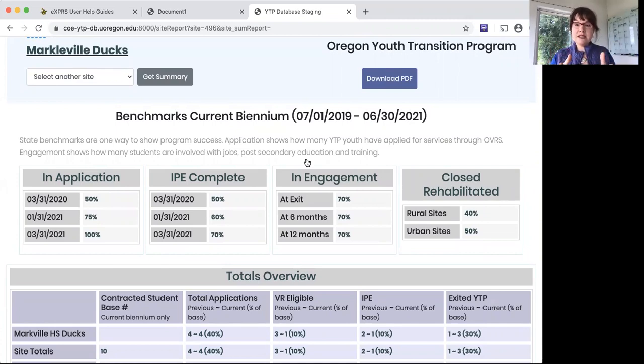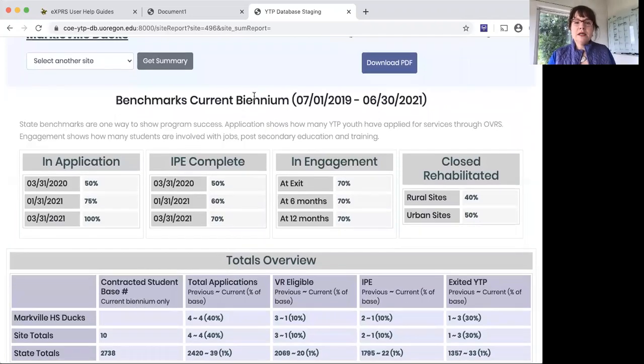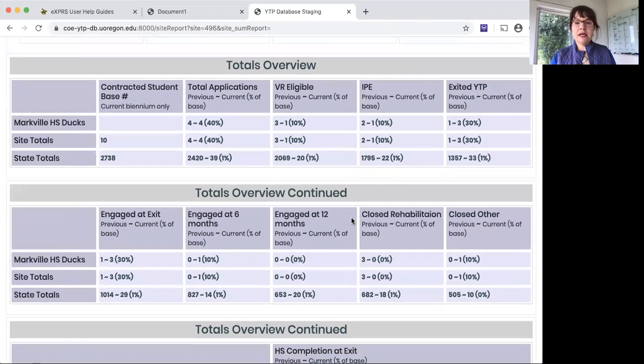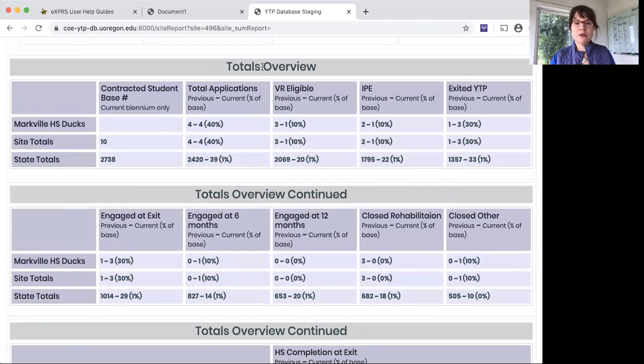But what this does is it takes all of your school's information and puts it into one summary report for an entire district, an entire ESD, an entire site. And that's why it's called the site summary. So again, it reminds us what biennium we're looking at and what our benchmarks are. And then it brings us to totals overview.